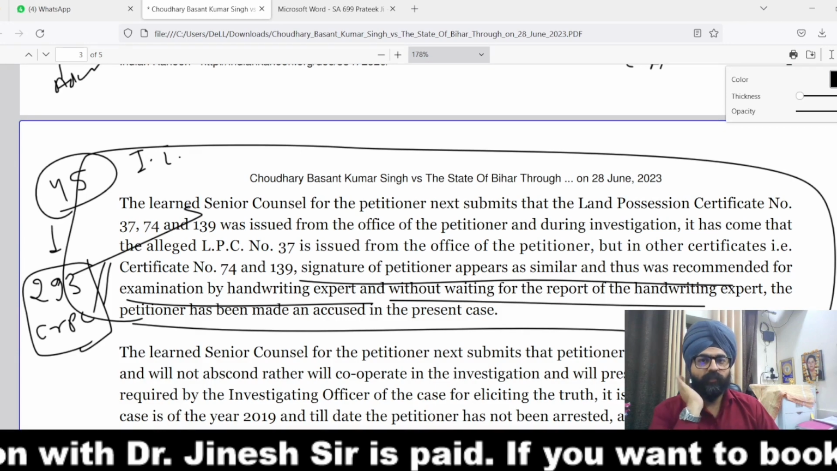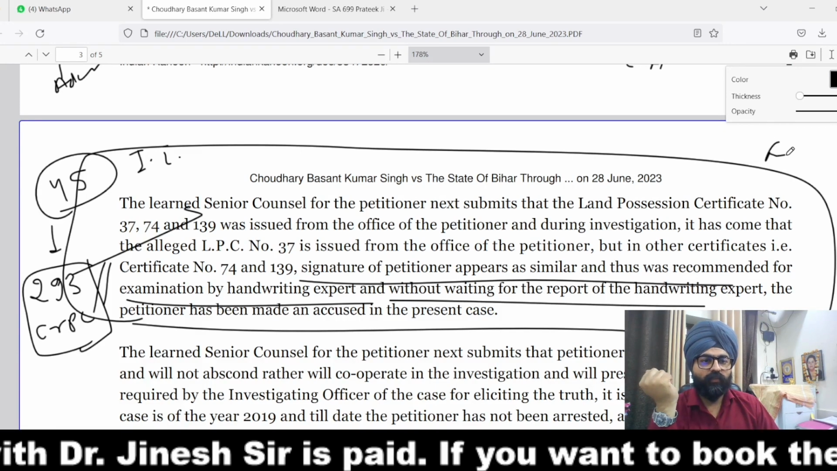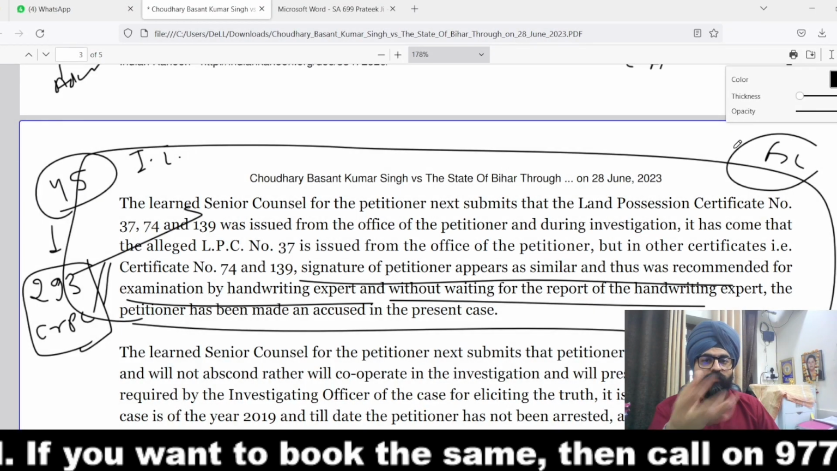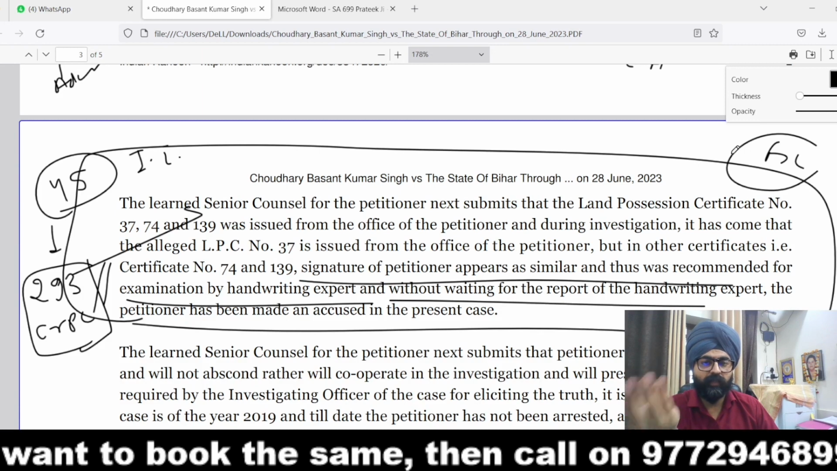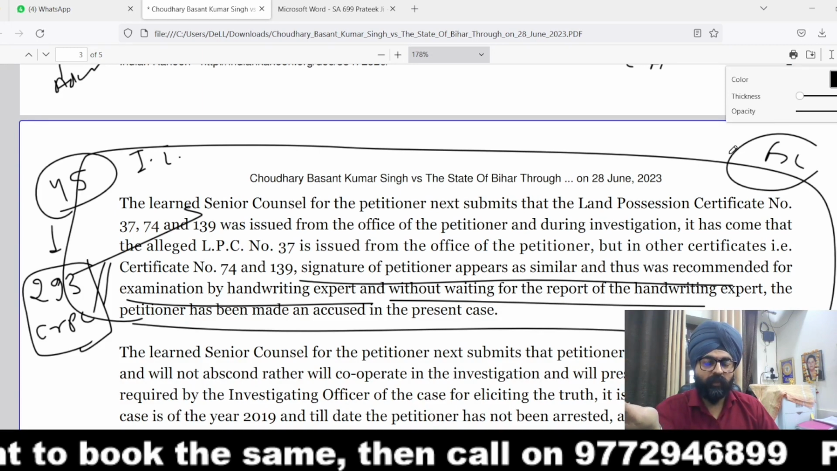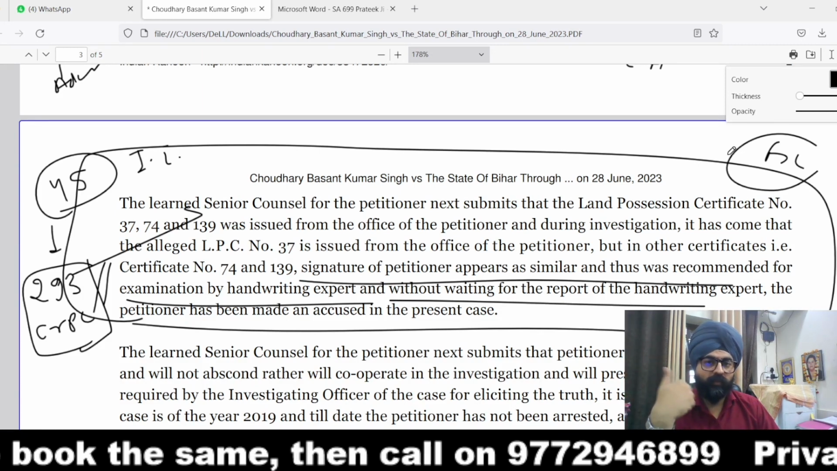Usually we see that in the case of voice sampling, the FSL report is yet to come, but they implicate you as an accused. And another example is that in case of forgery, the handwriting expert report is quite essential whenever you are going to raise the claim that the sign is not done by you, the writing is not yours, and it is totally disputed.